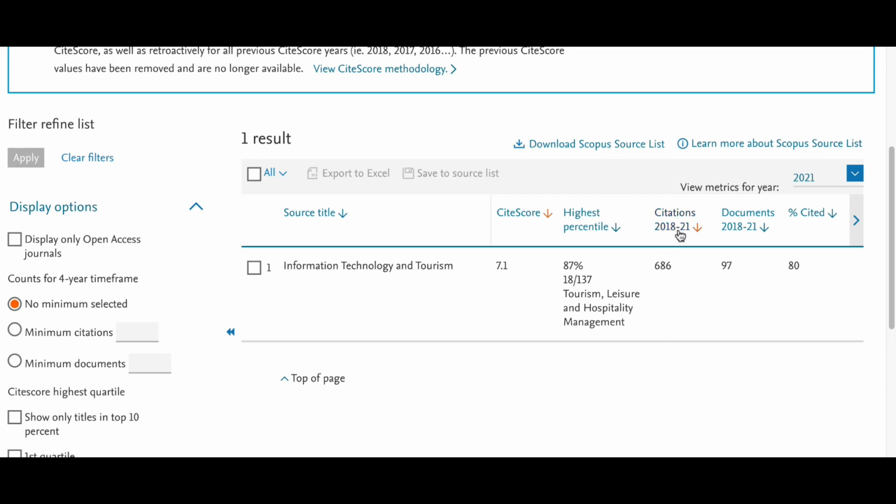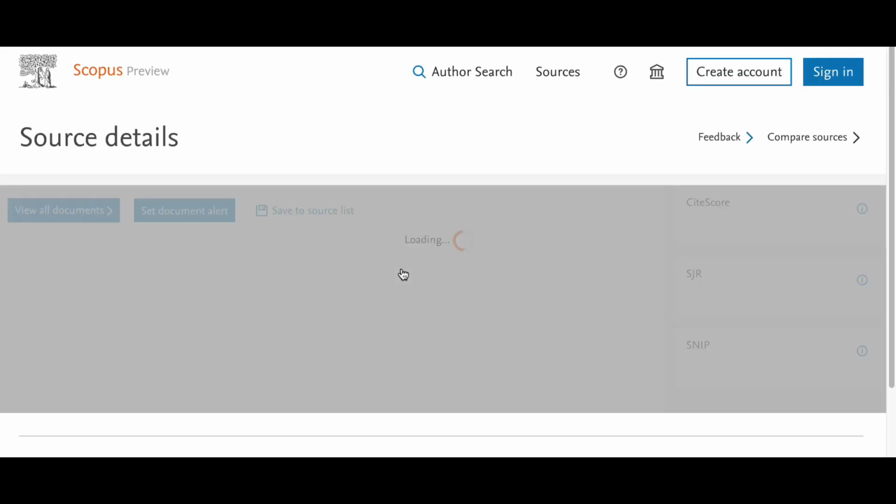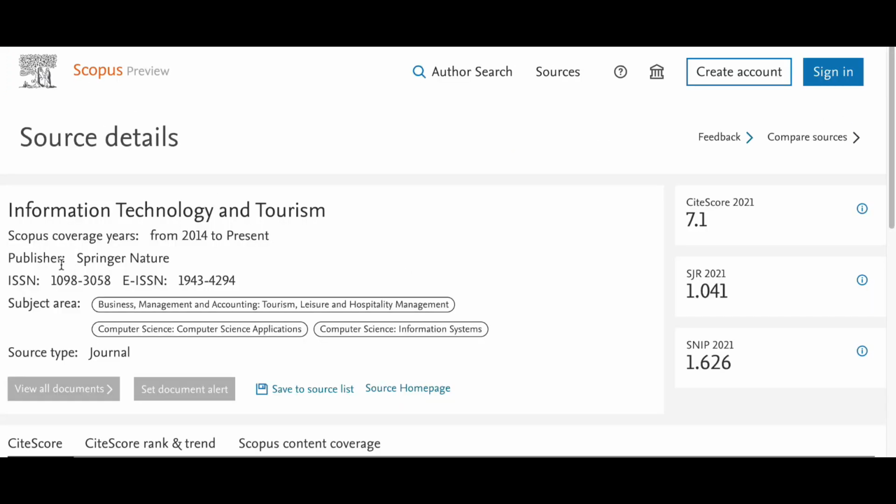Then it's talking about the citations from the last 3 years, that between 2018 to 21, how many citations the papers published in the journal received. So in this particular journal, the papers published received 686 citations. And how many documents did it publish? 97 documents. And that's the corresponding percentage. So now let's see the details of this journal. We can see that this journal is published by Springer Nature and it was included in Scopus in 2014, and till present it is included as a Scopus Index journal.